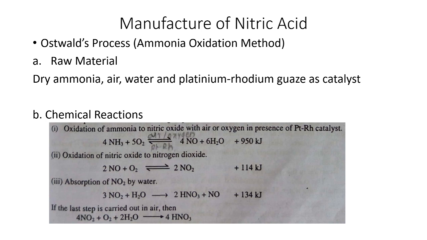And the third step is absorption of NO2 by water, that is hydrolysis, which converts this NO2 to nitric acid. This hydrolysis or treatment with water is also an exothermic process. If in this last step air is used directly, then the reaction is also given at the end of this slide. So mainly three steps are involved. The same three steps are taken care of while manufacturing nitric acid.